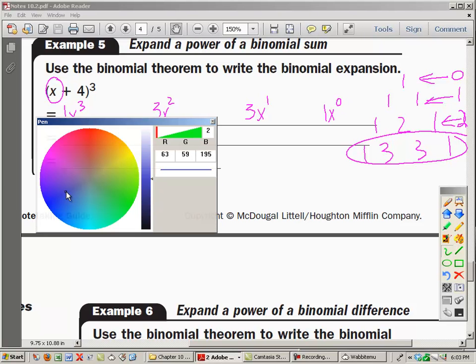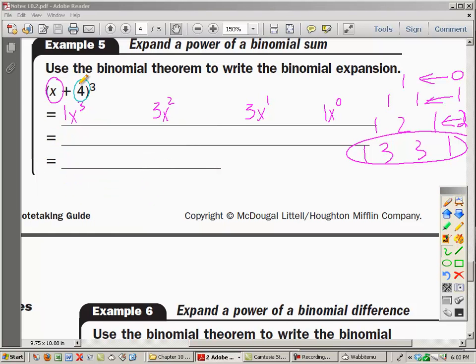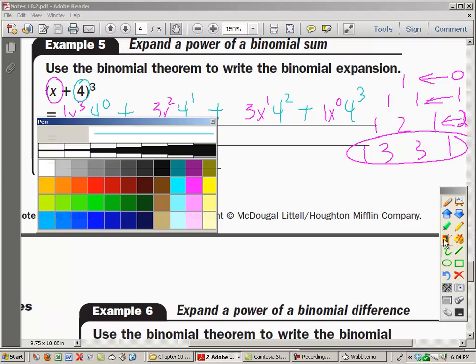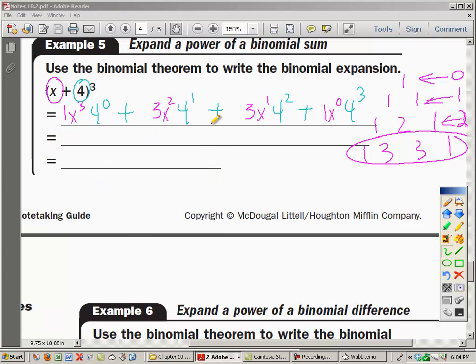All right? Now, let's take a look at the b. This is my b. That becomes 4 to the 0, 4 to the first, 4 to the second, and 4 to the third. All right, now, since this is plus, these are all going to end up being pluses, so we'll just put pluses in there for now. And let's go back to a nice solid black here so we can finish up.